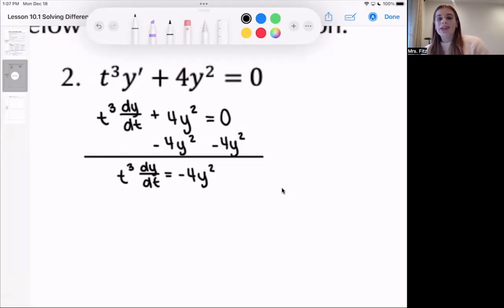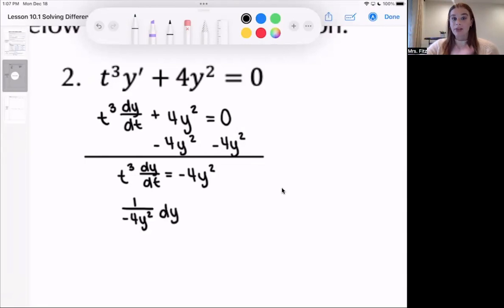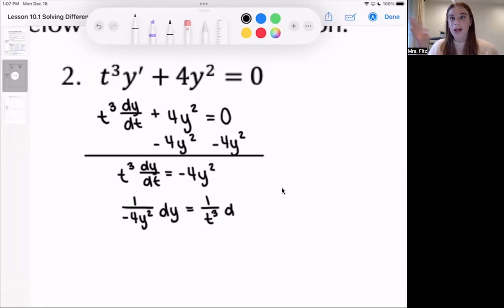So what you could do is divide both sides by negative 4y squared, or multiply by 1 over negative 4y squared. You would have 1 over negative 4y squared dy, and then divide both sides by t cubed, so you have equals 1 over t cubed, and then multiply both sides by dt. So we end up with 1 over t cubed dt.